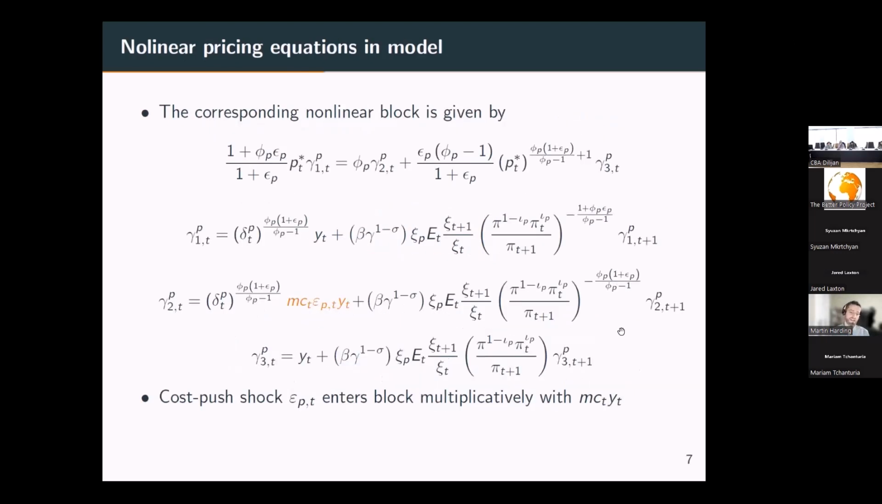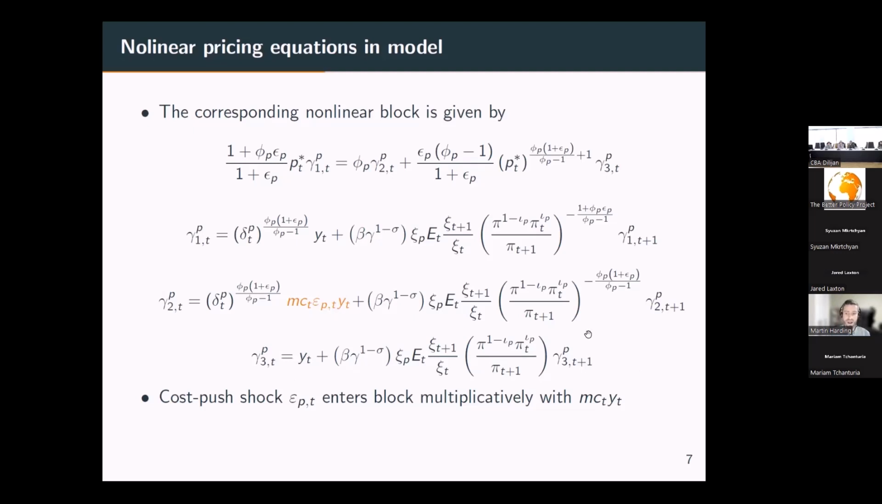So in the nonlinear model, we don't have an analytical expression for kappa anymore, okay? So we only have a system of equations that I'm showing you here, summarizing the first order conditions referring to the pricing problem of the firm.